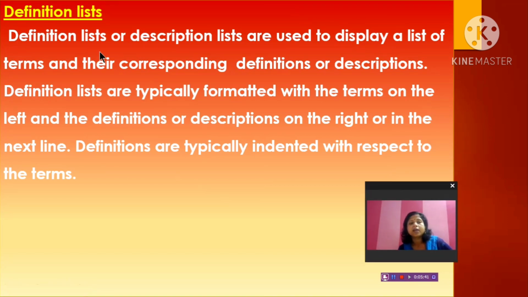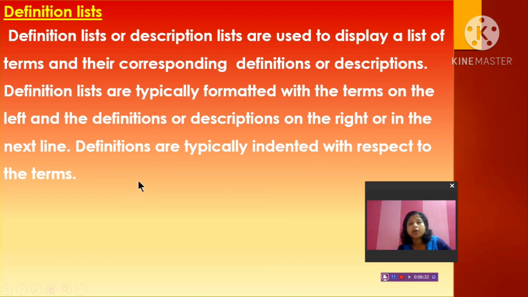So another one is the definition list. Definition lists, or description lists, are used to display a list of terms and their corresponding definitions or descriptions. Just like when you write notes for any chapter or topic, first you write the heading, then its description, then another heading, then description. If you want the same thing in the HTML document, you will go for a definition list. Definition lists are typically formatted with the terms on the left and the definitions or descriptions on the right or in the next line. Definitions are typically indented with respect to the terms.